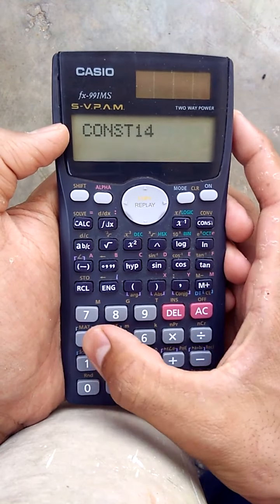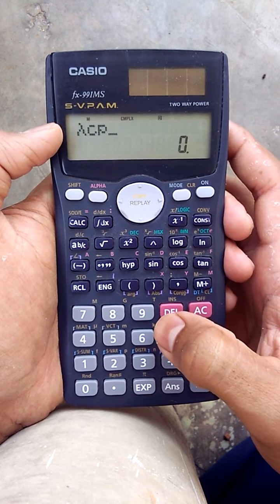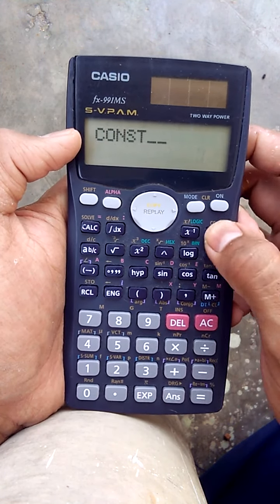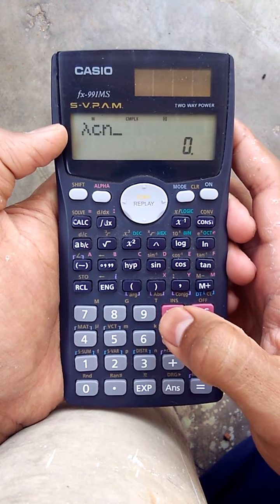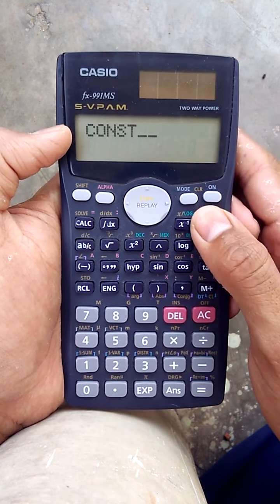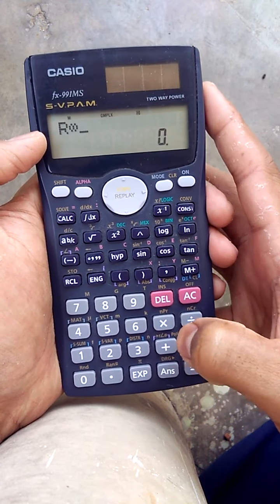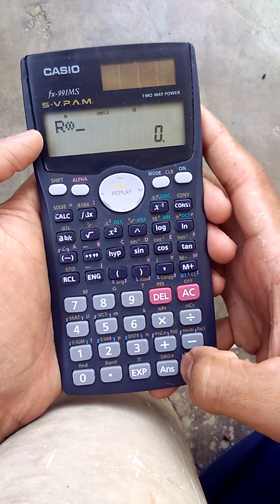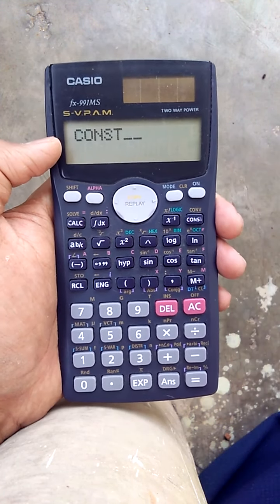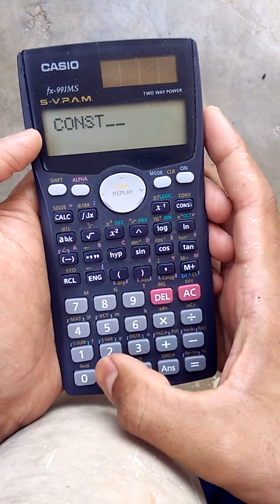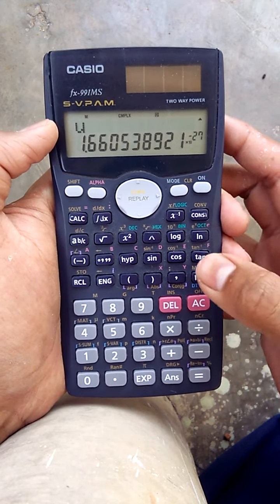Next, constant 14, that is lambda cp. Lambda cp is nothing but proton compton wavelength. Next, constant 15, that is nothing but lambda cn, that is neutron compton wavelength. Next, constant 16, R infinity, that is nothing but Rydberg's constant. Plus equals, you can find the Rydberg constant. Next, constant 17, that is unified atomic mass.